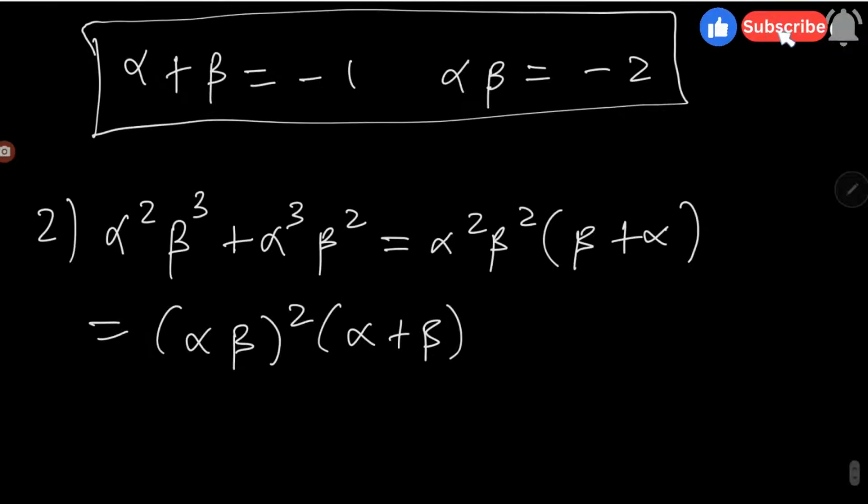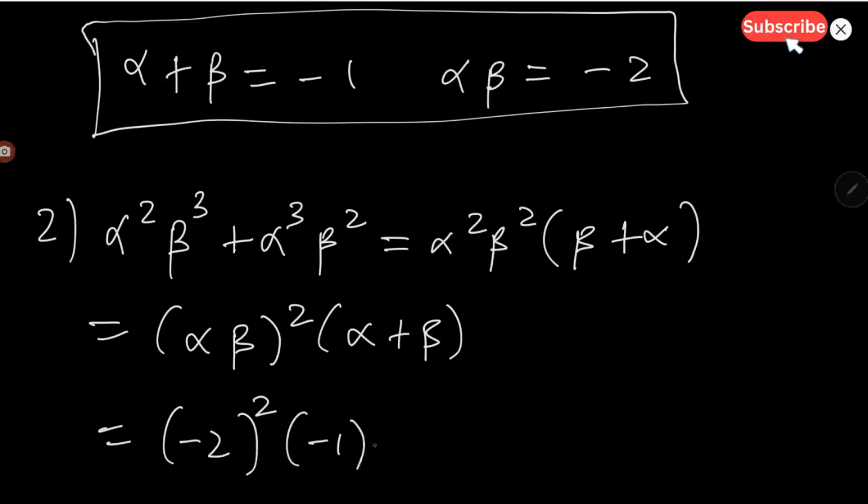commutative. So this will be equal to alpha beta, we have as -2, and then we are squaring it, times alpha plus beta, which is -1. So this will be equal to 4 times -1, which is -4. So that would be the solution to that.